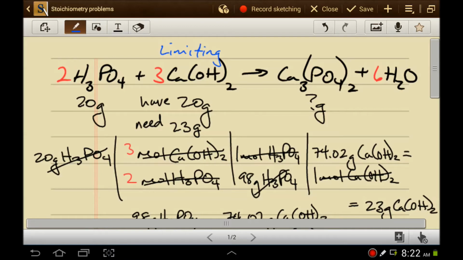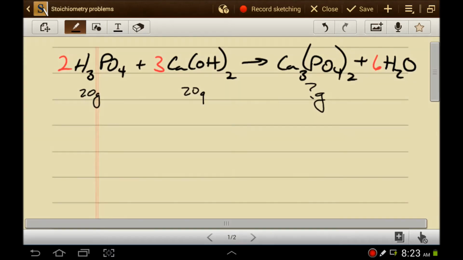And what that means is, from now on, whenever we do a stoichiometry problem with this, we're going to have to start with the 20 grams of calcium hydroxide, not the 20 grams of phosphoric acid. If the calcium hydroxide is limiting, that means that the phosphoric acid is in excess. Let's do that again coming the other way.